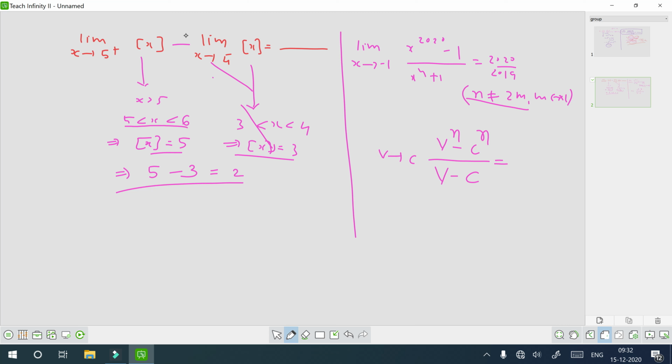variable tends to constant of this limit, that is equal to n times constant raised to n minus 1. That we have to follow. This formula we have to follow here.